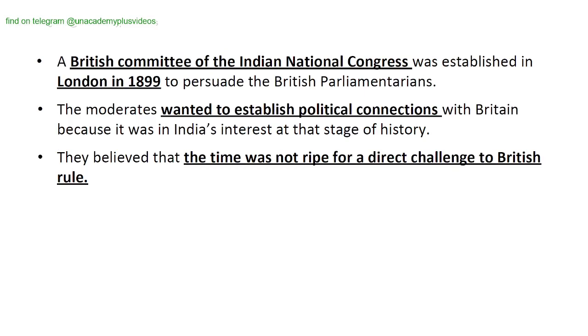A British committee of the Indian National Congress was established in London in 1899 to persuade the British parliamentarians. The moderates wanted to establish political connections with Britain because it was in India's interest at that stage of history. They believed that the time was not ripe for a direct challenge to British rule.